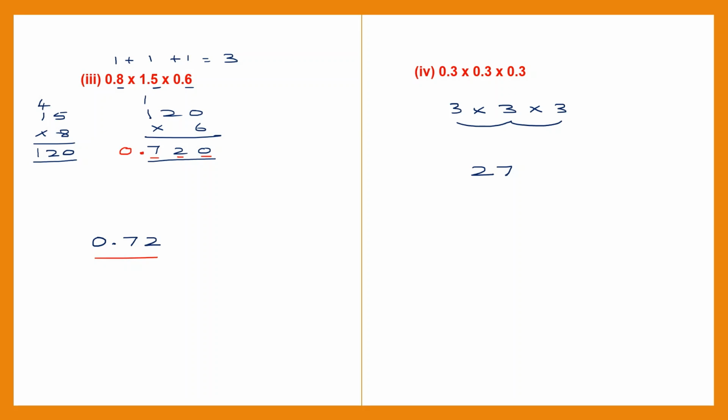Now, go back to the question and count the number of decimal places. 1, then here also this 1 and here also this 1. So, add up all. There are 3 decimal places. That means our answer also should have 3 decimal places. So from the right, let's move to the left. 1, 2, 3, and then the point comes. So here there's a 0 and here there's a 0. So what is our final answer? 0.027. So this is our answer.